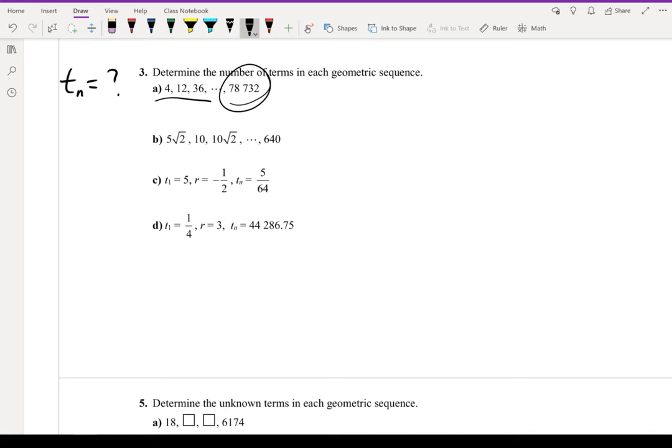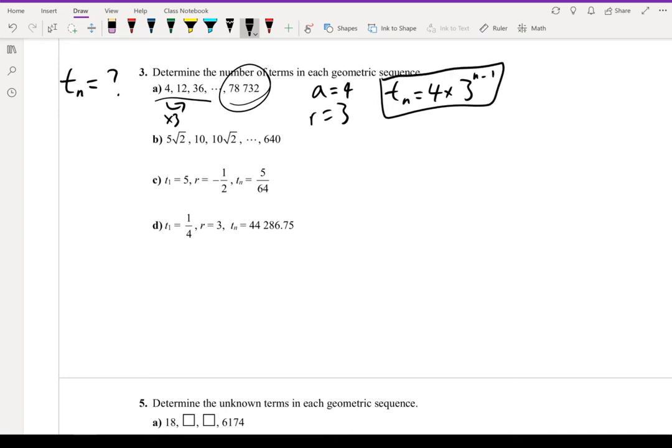Before I move on to the answer, I want you to try this on your own. I assume you've done the question already. Pause the video, do it, and then I will go through the answer. So A, the first term is 4, I know that. And then the ratio from 4 to 12, I know that it is multiplied by 3 because this one's quite easy. Okay, so R is 3. So T of n is equal to 4 times 3 to the power n minus 1. So that's our general form.